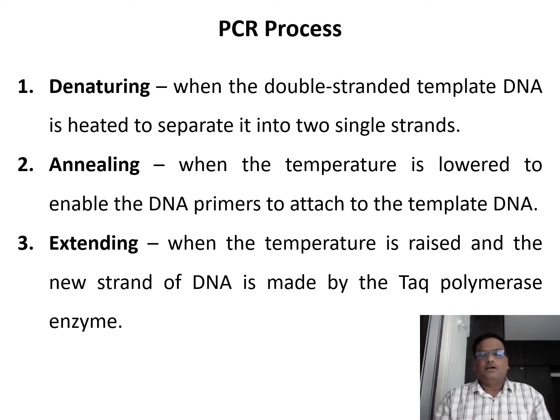Now let us understand how the PCR process is done theoretically. So first there is denaturing, when the double-stranded template DNA is heated to separate it into two single strands. Then there is annealing, when the temperature is lowered to enable the DNA primers to attach to the template DNA. And then extension, when the temperature is raised and the new strand of DNA is made by the Taq polymerase enzyme.